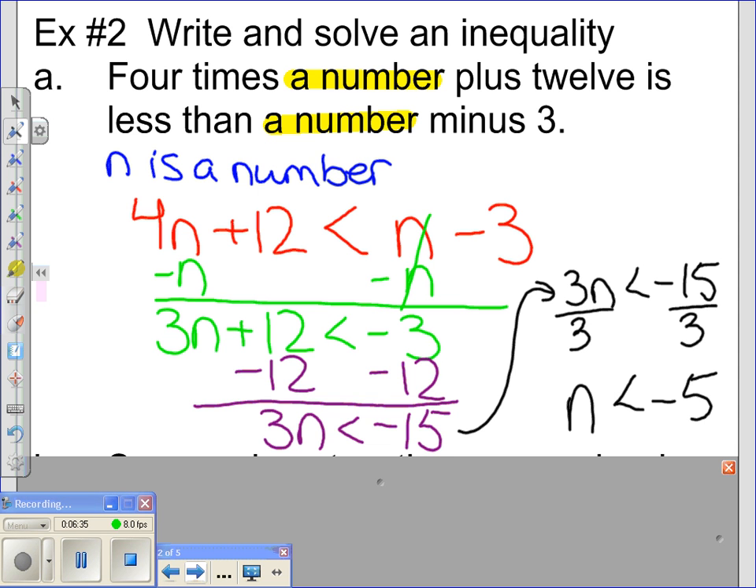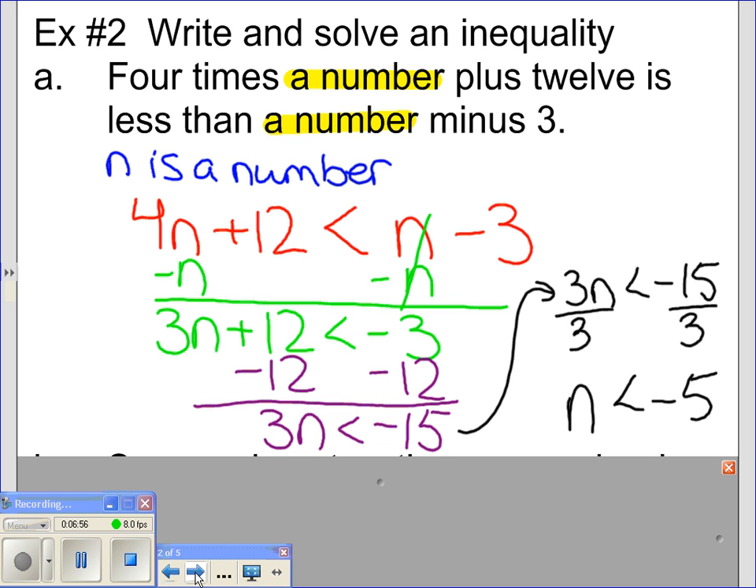Notice that I did not switch the less than. I divided by 3, and 3 is positive. Don't care about the negative 15. Care about the 3. So n is less than negative 5. Okay?